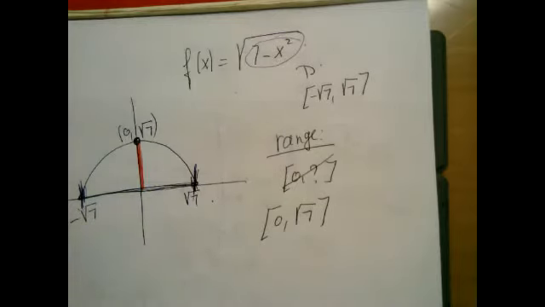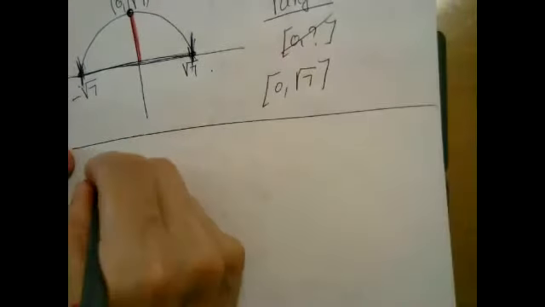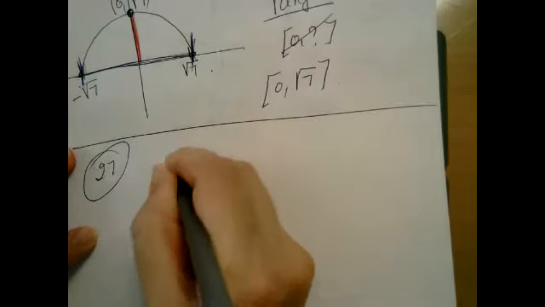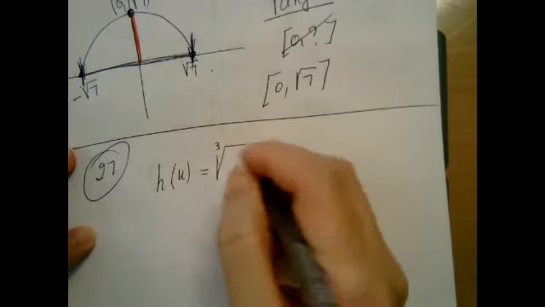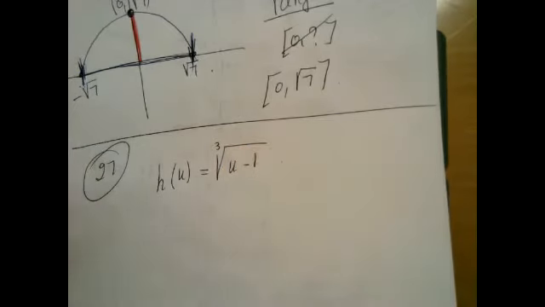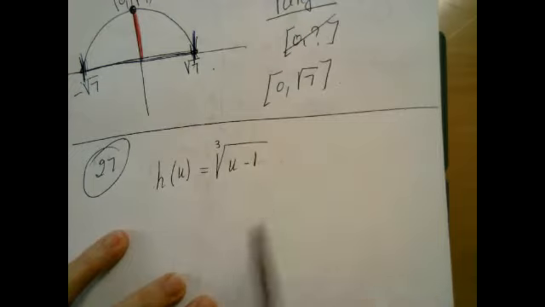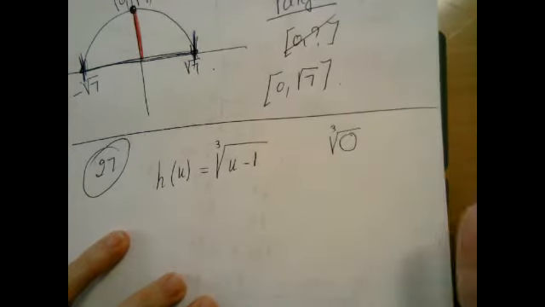Okay, so let's look at the second one. Let's look at 20, sorry, this was 25. Now let me look at number 27 and see what we got. Okay, 27, we have a function h of u, and it's the cubic root of u minus 1. And the question is, what is the domain of this function? So we have a cubic root. But now, this is the question. Can we have the cubic root of a negative number?